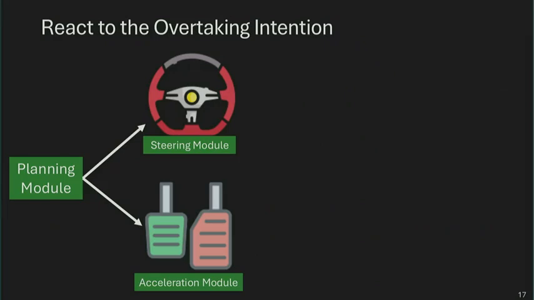So let's say that is our planning module. And the planning module will control many other modules: the steering module, right? When to turn the steering wheel, and the acceleration module, right? Accelerate or brake.